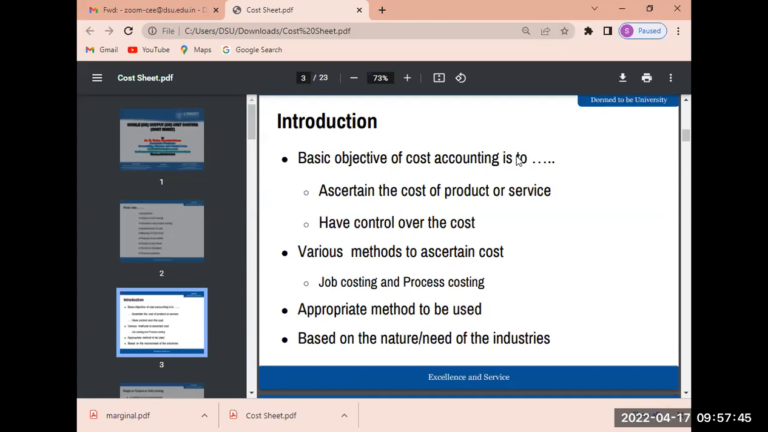I will add the profit to that and take the selling price. So this is one way of finding out the cost in this kind of industry. There is another kind of industry, job costing. We will give an order. The production is not on a uniform basis.